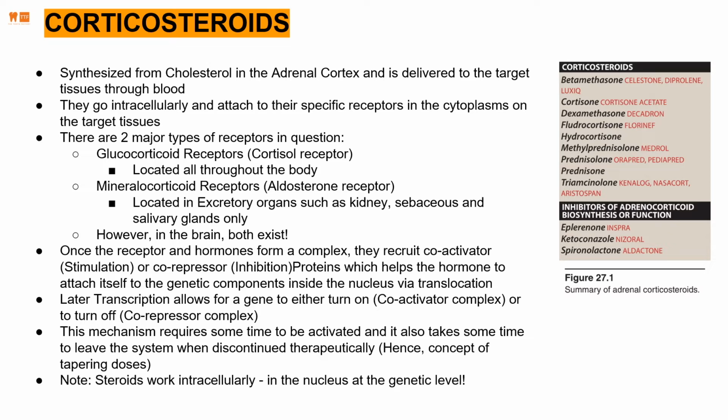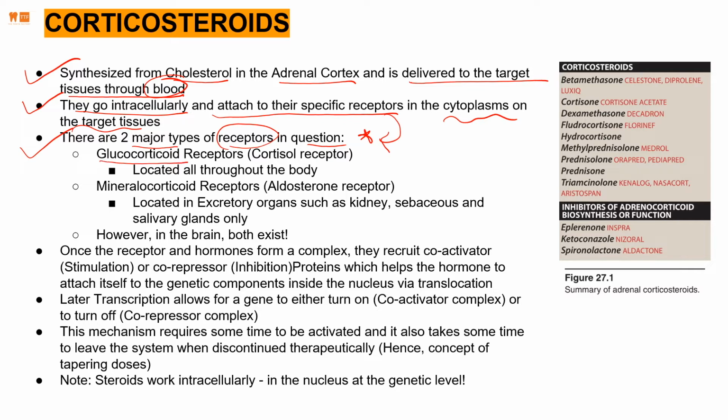Okay, now we've been well versed with the whole system. So let's dive into the pharmacology of corticosteroids. They're synthesized from cholesterol in the adrenal cortex and then delivered to the target tissue using bloodstream. They go intracellularly, attach themselves to specific receptors in the cytoplasm in the target tissue. Then there are two major types of receptors that we talk about. There's a glucocorticoid receptor and there's mineralocorticoid receptor.